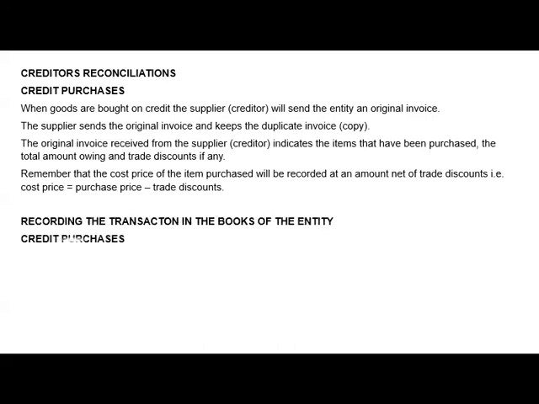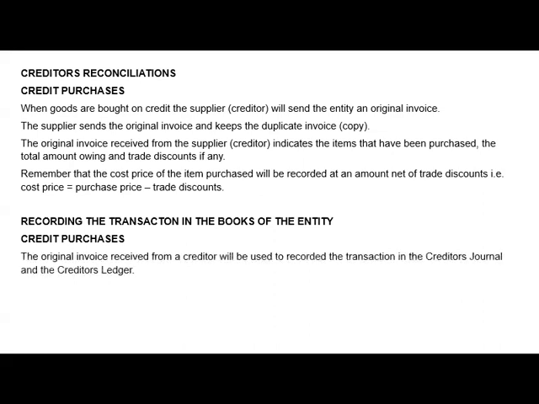When we record the transactions in the books of the entity, how do we record credit purchases? Please note that credit purchases will be recorded when the original invoice is received from a creditor, and those will be recorded in the creditor's journal and the creditor's ledger. Credit purchases will increase what we owe the creditor. Therefore, it will increase on the credit side.